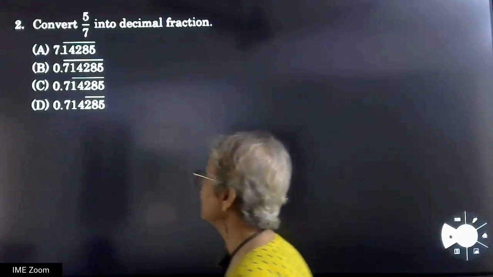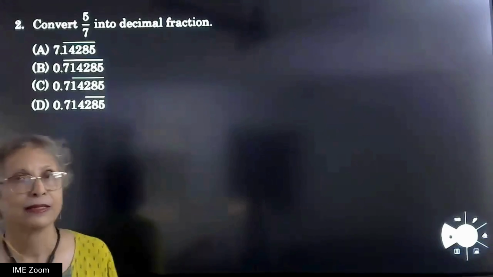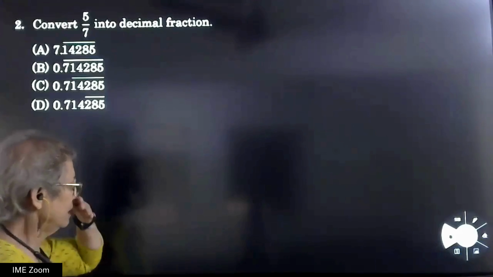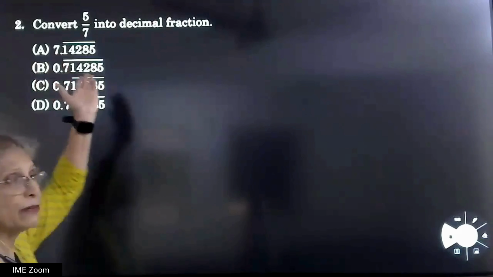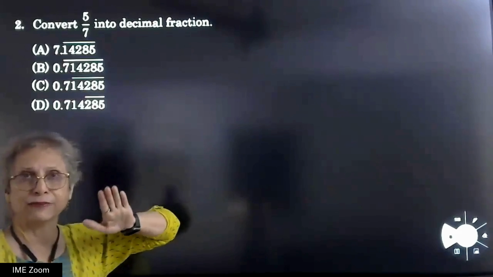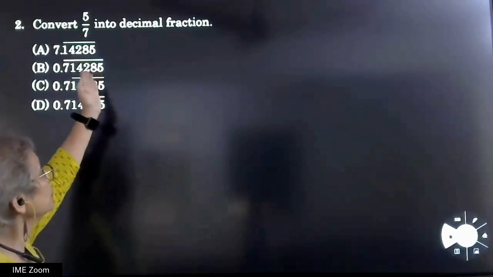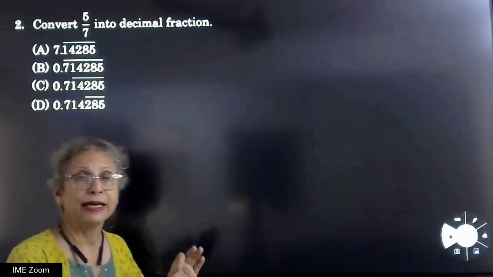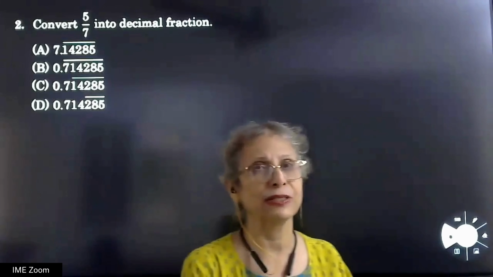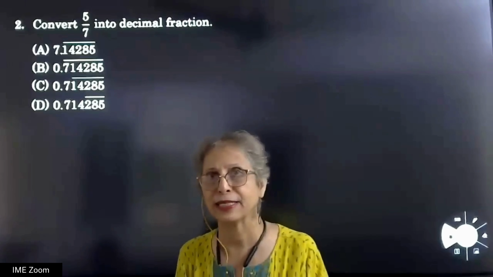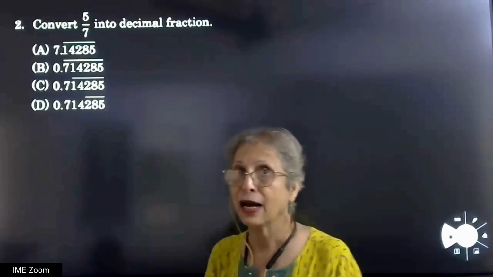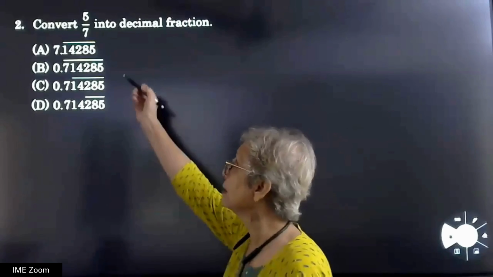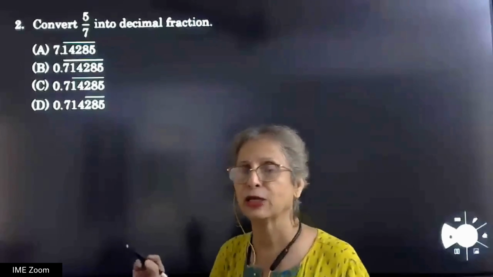Yes. Now this is a very important sum. Look here. 5 upon 7. In fraction we have done, right? Now here we have to convert it into decimal form. Every fraction can be written in the form of decimal fraction, right? How is it to be done? We have to divide numerator by denominator.